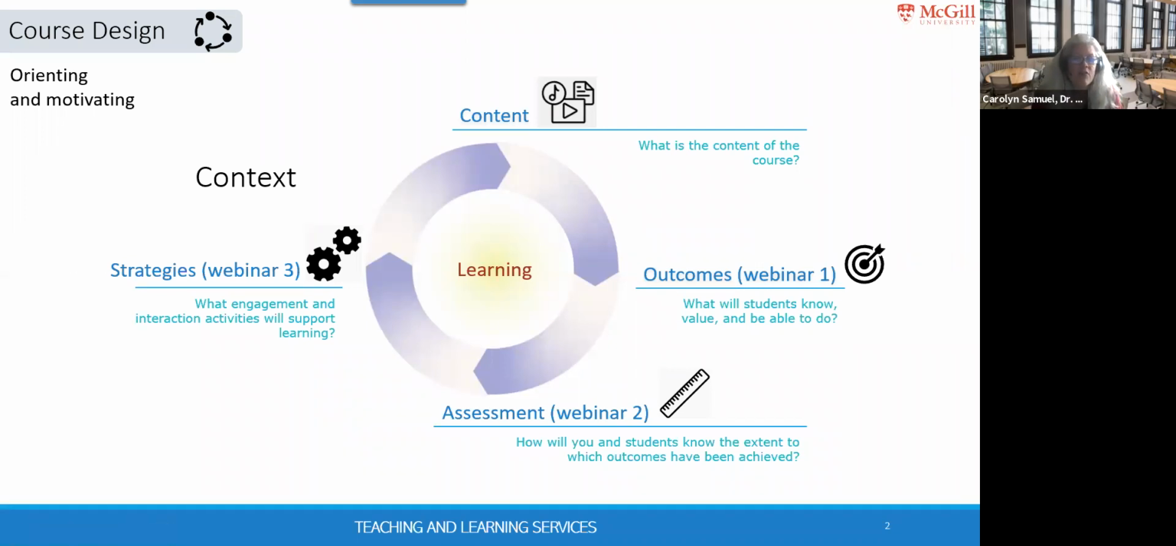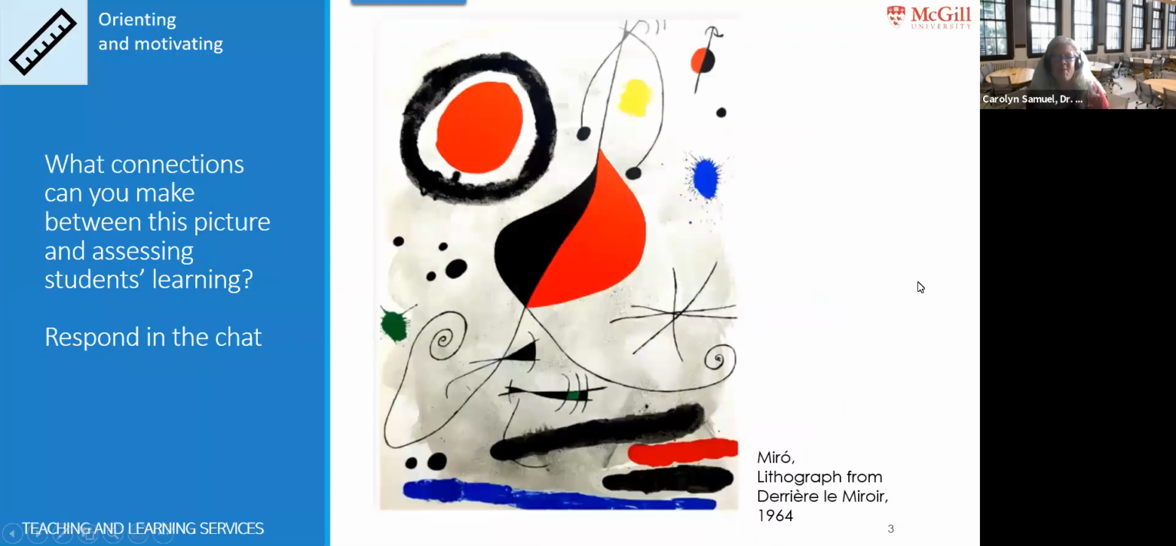And we're going to kick this off with one of my favorite strategies, and it is a picture prompt. So here we've got a question on the screen. What connections can you make between this picture and assessing students' learning? So it's a free association task. There's no right, there's no wrong. We're just asking you to think about whatever comes to mind and put that in the chat. So what connections can you make between this picture and assessing students' learning? And I'm going to open up the chat so that I can see what you respond.